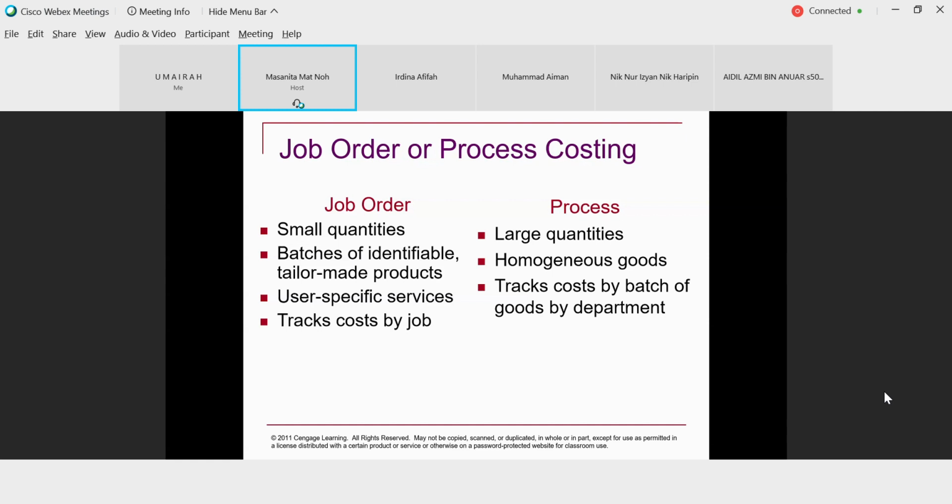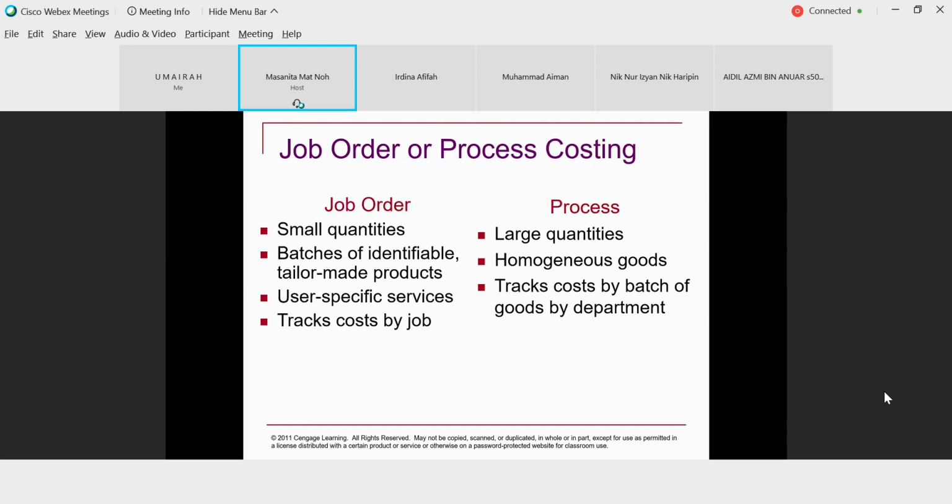Dan user specific service lah, itu yang tadi saya cakap kan, container tu. Okay, and then track cost by job. Track cost by jobs ni maksudnya, katalah kalau build a house kan, costing dia akan kira daripada start. For example, you nak ratakan tanah, maybe dia akan kira berapa cost untuk meratakan tanah, and then to make the foundation kan, you nak tanam all the tiang ke semua kan.